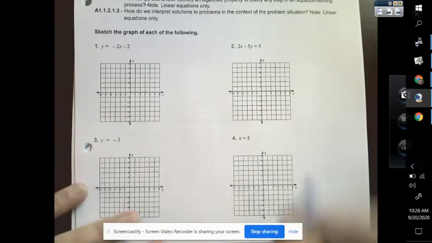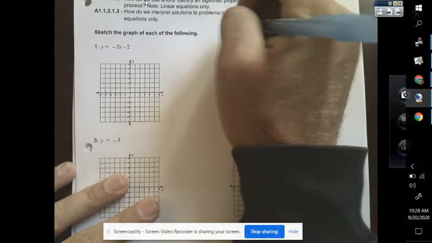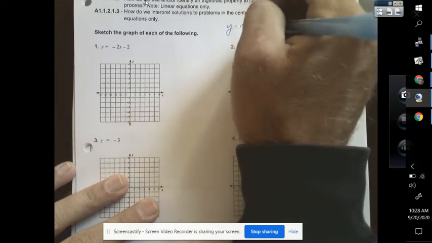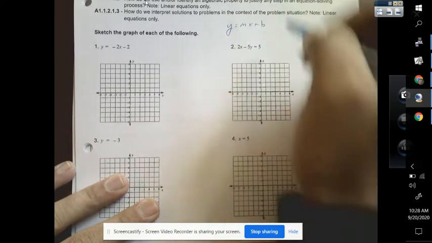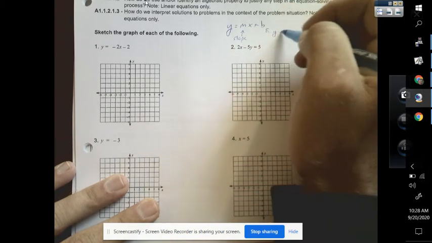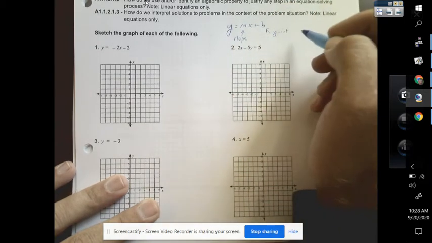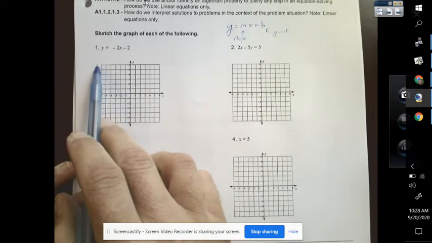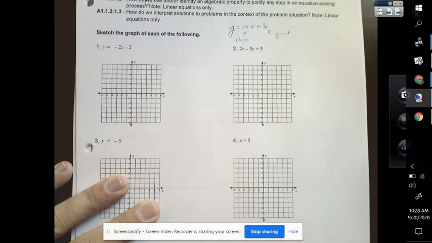Sketch the graph of the following. Now, I will say this to you guys: y equals mx plus b is our best friend here. Okay, the m stands for our slope. The b is our y-intercept. Okay. So life is good, right? Y equals negative 2x minus 2, okay?